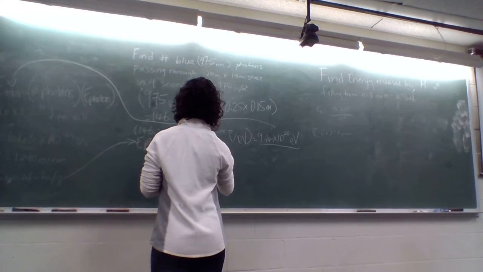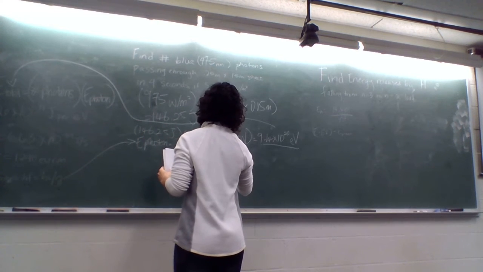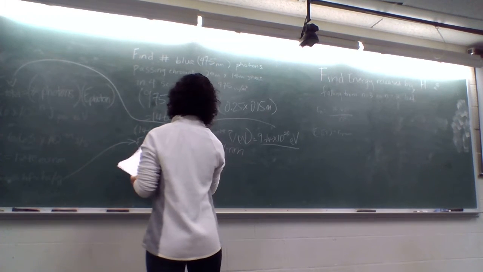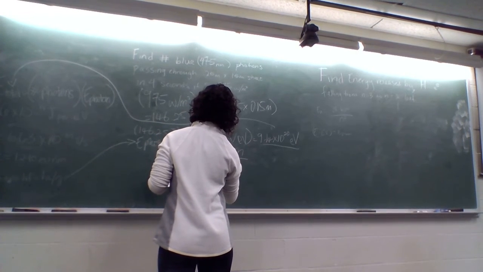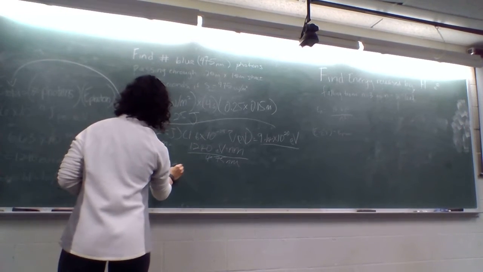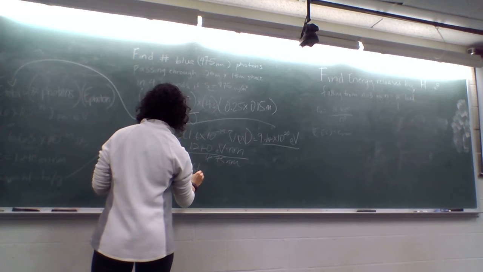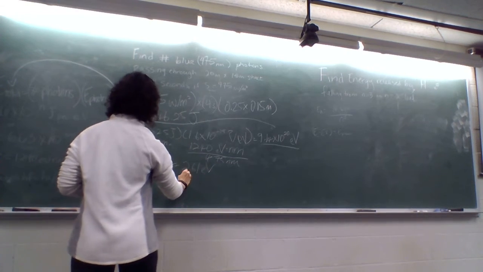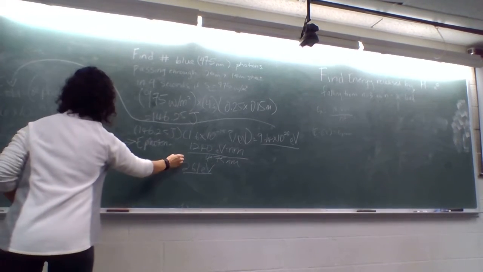1240 over 475. And that gives you 2.61 electron volts. So that's E photon.